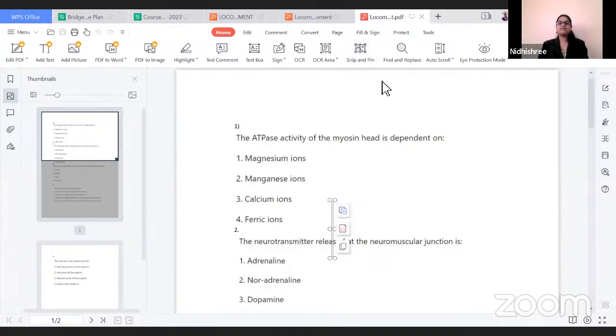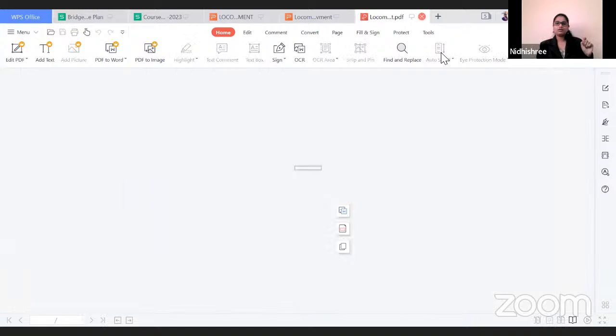The ATPase activity of the myosin head is dependent on option A. So this is not it. Locomotion and neural control and coordination. Okay.